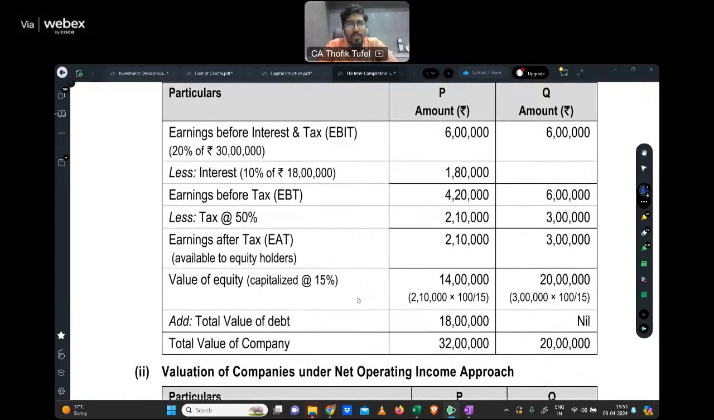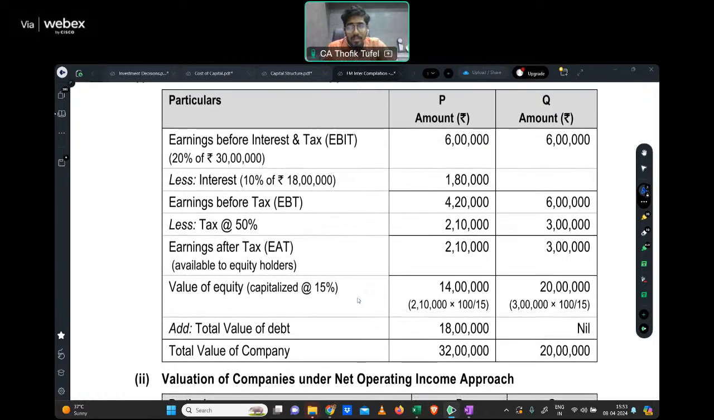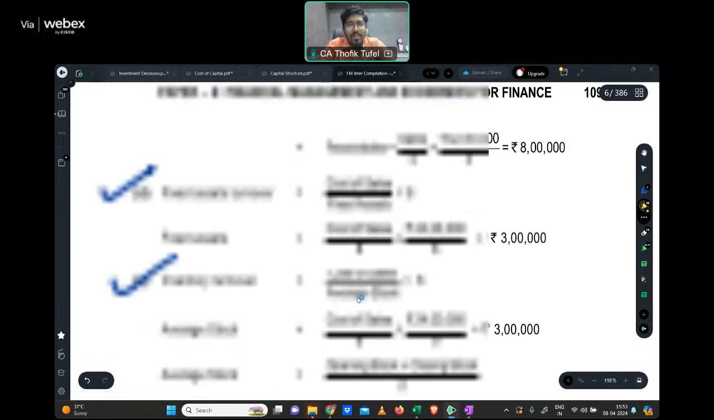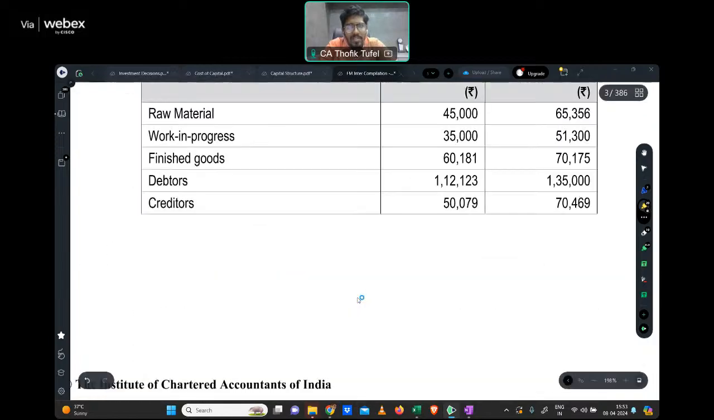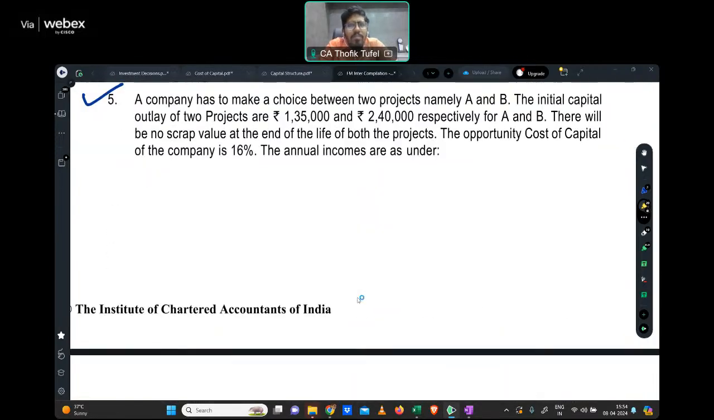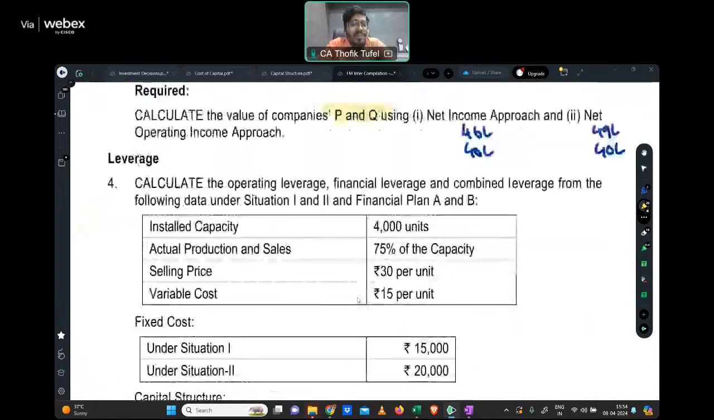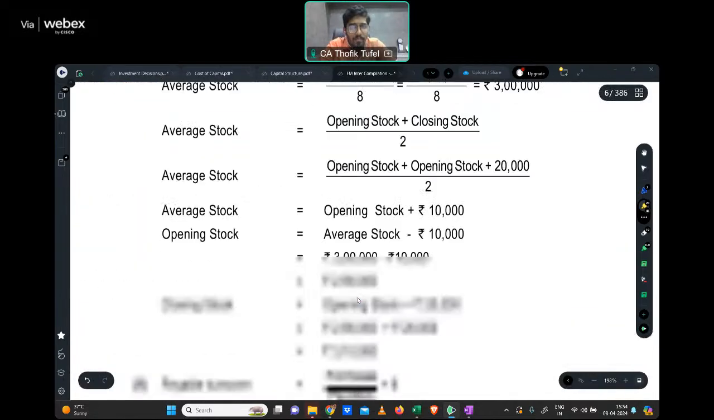So net income approach, it is 32 lakhs and 20 lakh. So I understood the mistake that you would have done is that you would not have taken taxes here. I already said that if taxes are there, then in net income you have to reduce taxes also. This is one of the mistakes that you would have done, I'm very sure, because the answer that you got for net income is 46 and 40.